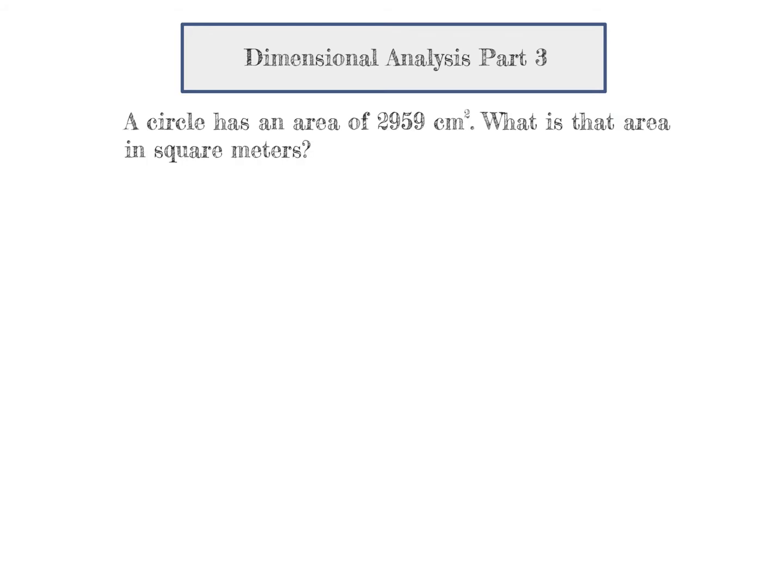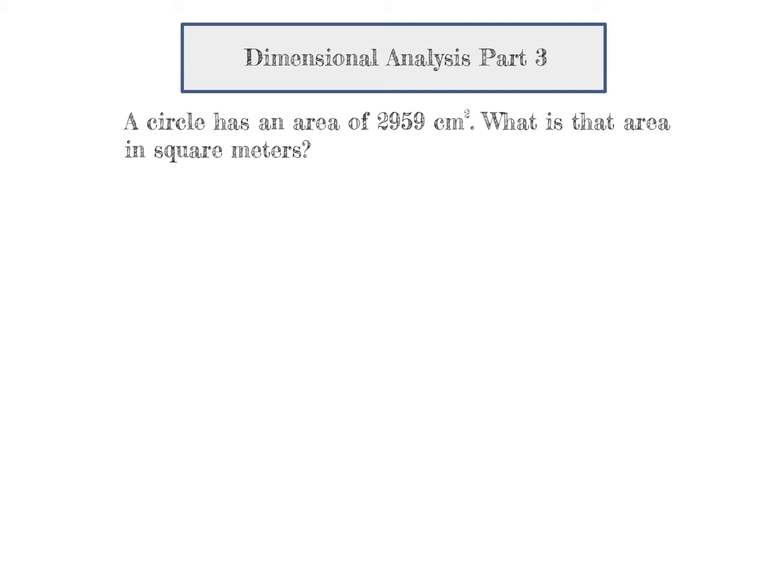In the following dimensional analysis examples, we're going to be converting units that are not one-dimensional. We're going to work with things that are 2D, things that are areas, and things that are in 3D, like volumes. In our first example, we'll handle area. A circle has an area of 2,959 centimeters squared. What is that area in square meters?